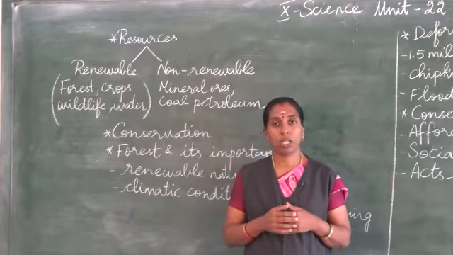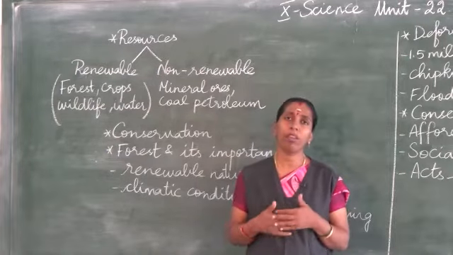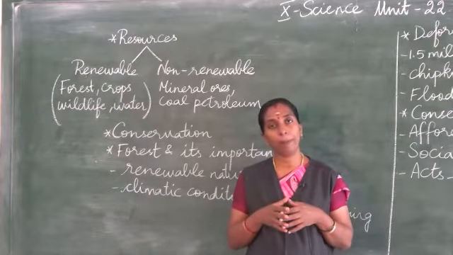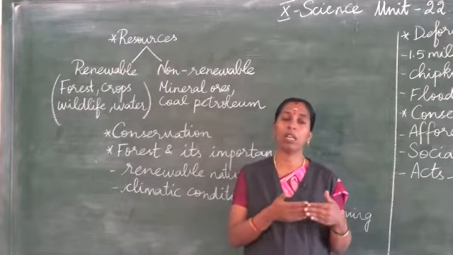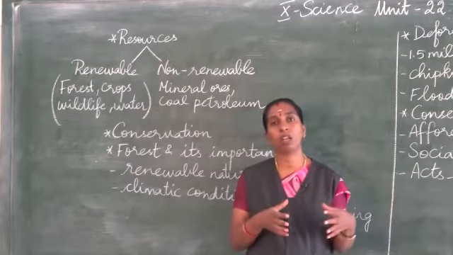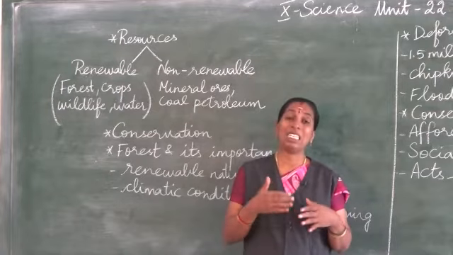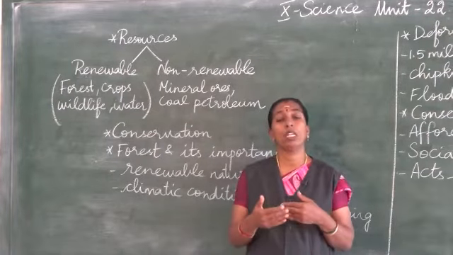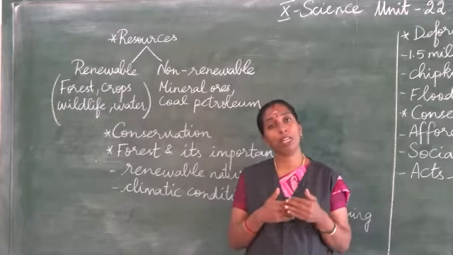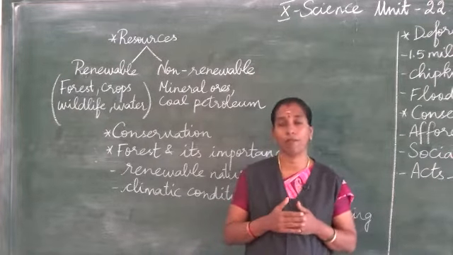This environment includes both living matter as well as non-living matter. Living matter includes plants, animals, human beings, and the non-living matter includes light energy, solar energy, wind, water, soil, climate conditions. It is the interrelationship between the living and the non-living environment.